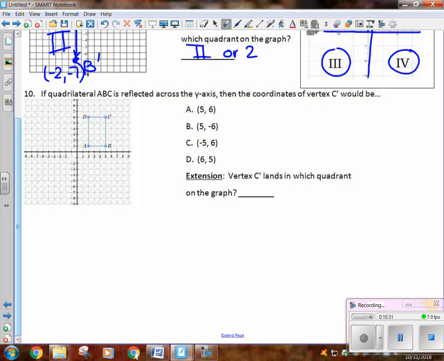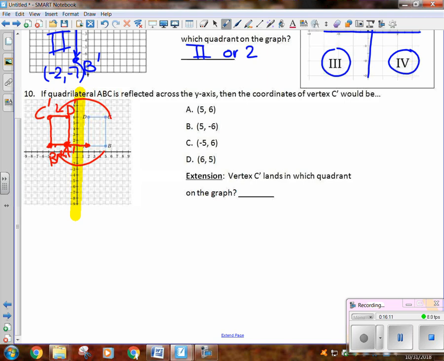Number 10, quadrilateral ABCD is reflected across the y-axis. This time I'm going to highlight my axis, and I have to realize that every point that's on this side is going to have a matching point on the other side. So A prime should be about right there. B prime should be over here, about right there. And this would be D prime, and then C prime would be over here. Okay, and I could actually sketch, and notice that what's to the left has been switched to the right, and what's to the right has been switched to the left.